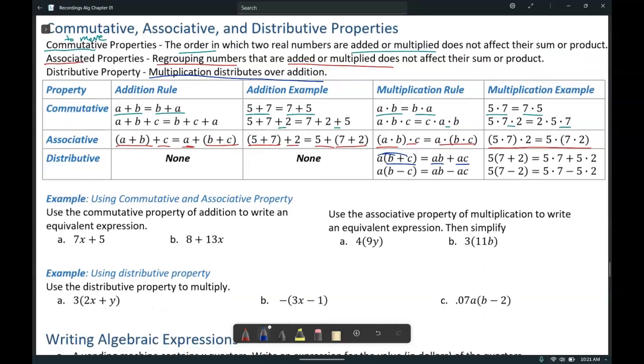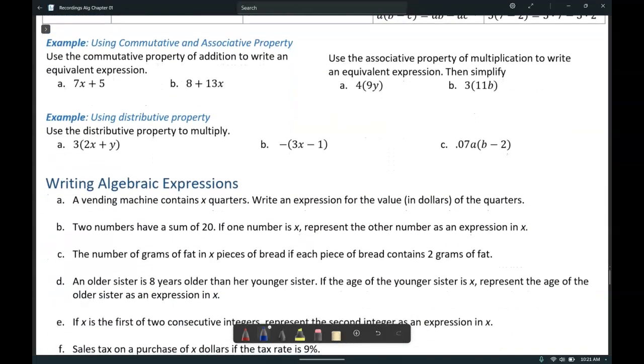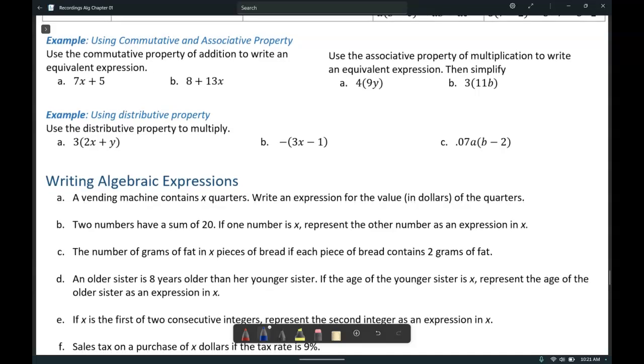So let's go ahead and use these properties for a couple different things. Using our commutative and associative property, use the commutative property of addition to write an equivalent expression. So we need to look for the addition, and we say, okay, well, we're going to switch places of the things that are being added. 7x is being added to 5, and so what we can do is switch the order and say we have 5 plus 7x instead. Same thing here, we can switch the order of these terms, and we get 13x plus 8.